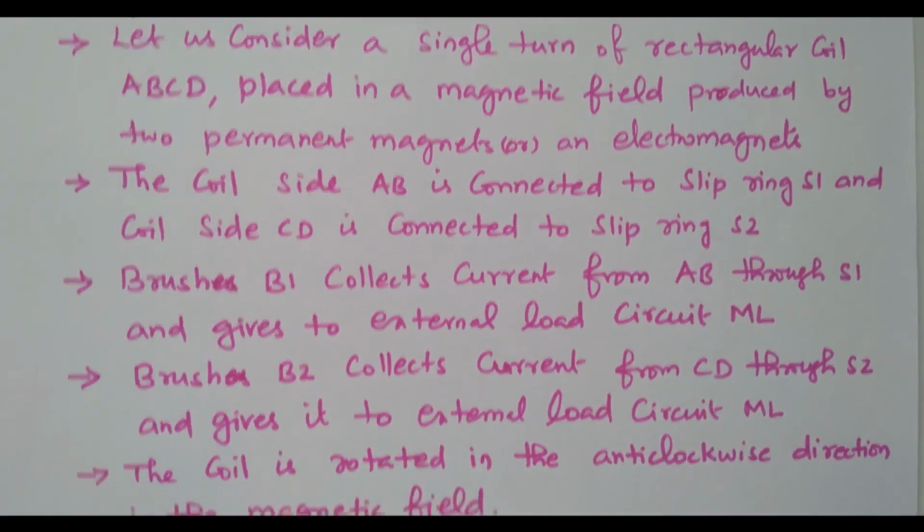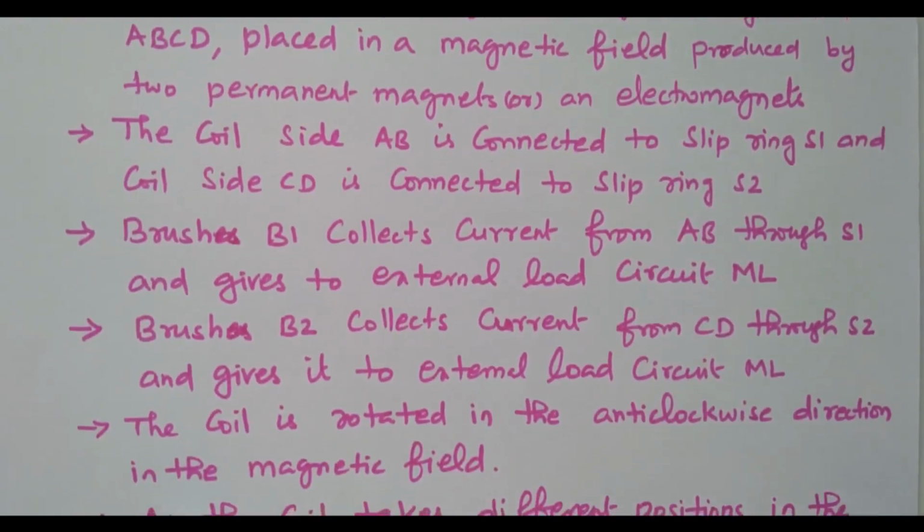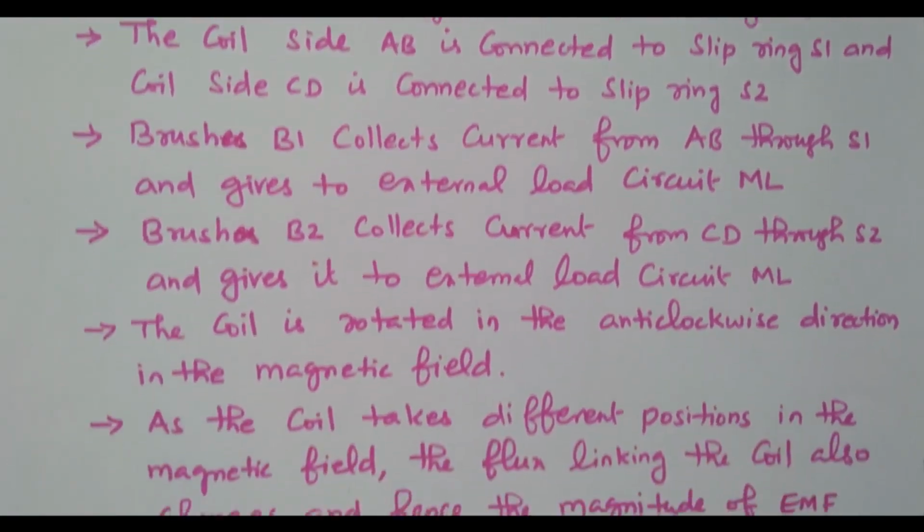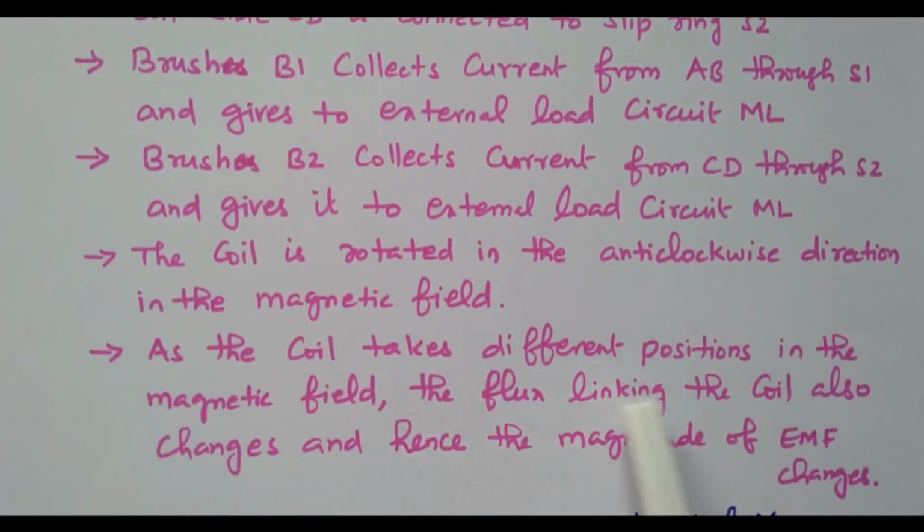The coil is rotated in the anti-clockwise direction in the magnetic field. As the coil takes different positions in the magnetic field, the flux linking also changes, hence the magnitude of EMF also changes. So we are rotating the coil so that different positions will be available. Due to the different positions, the flux changes, the rate of change of flux is also there, so that the EMF also changes.